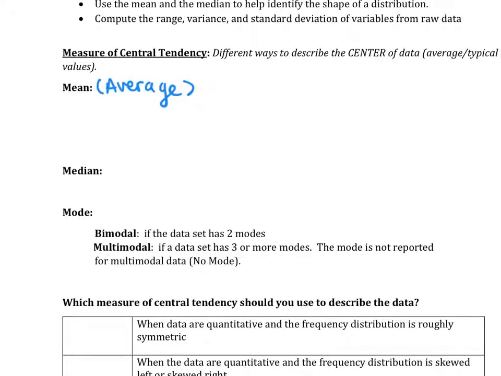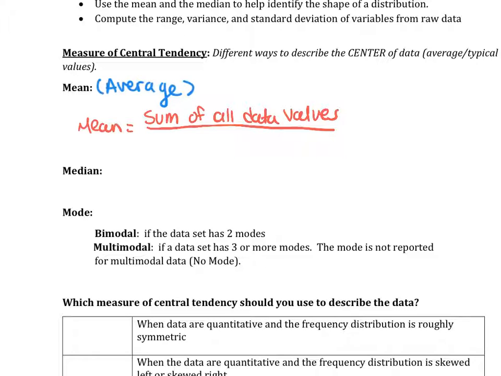In order to find the mean, you add up. So the mean equals, we have our sum of all of your data values. So you add up all your data values, divided by the number of data values that you have.